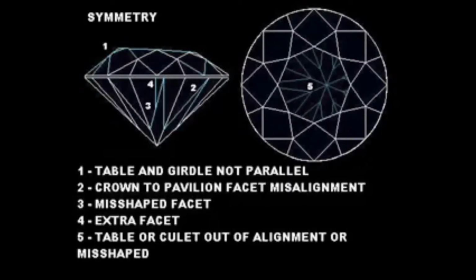Watch for extreme symmetry flaws: table and girdle that are not parallel, a crown to pavilion facet misalignment, misshaped facets, extra facets, a table or culet out of alignment or misshaped.